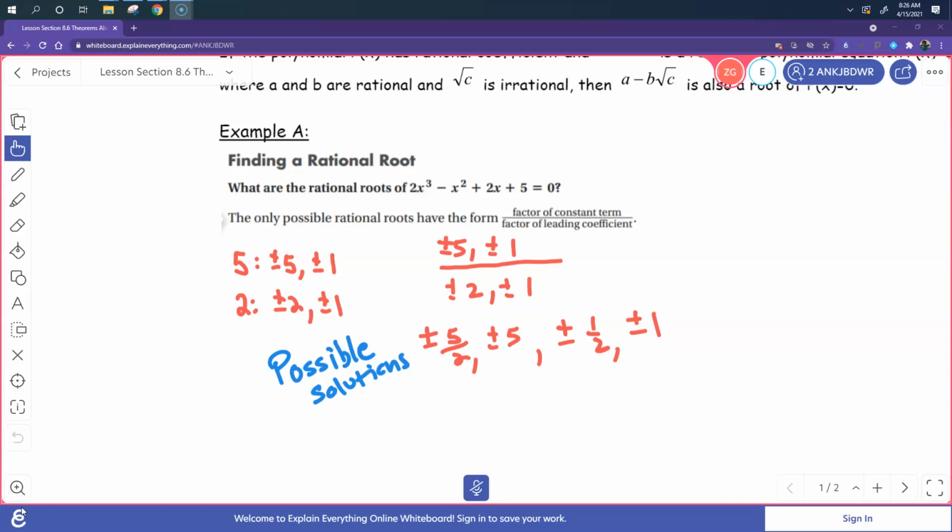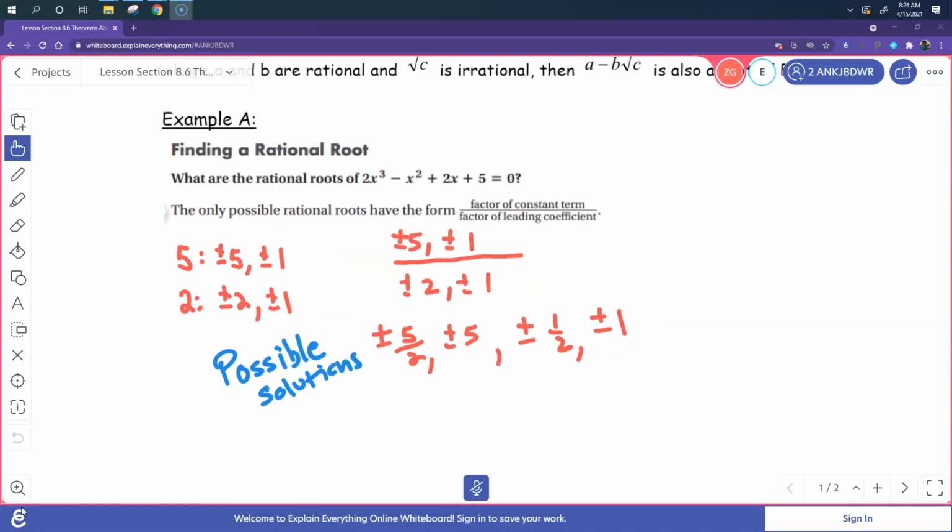solutions. So now what we're going to do is we're going to use synthetic division, and we're going to check if it's a 0. Because if it's a 0, then I know that it is a solution to the polynomial. So I'm going to try 1. So I'm going to write 1. So I have 2, negative 1, 2, and 5. Remember, I'm looking for a remainder of 0. If I find a remainder of 0, then I know that that is a root, or that is a solution.